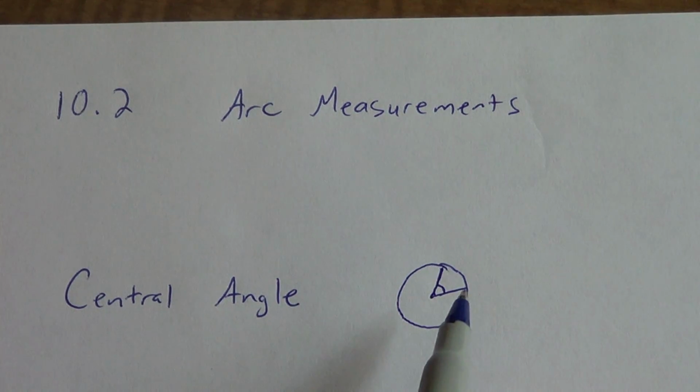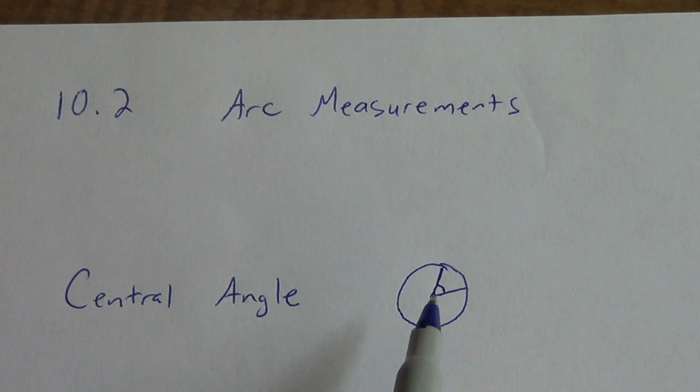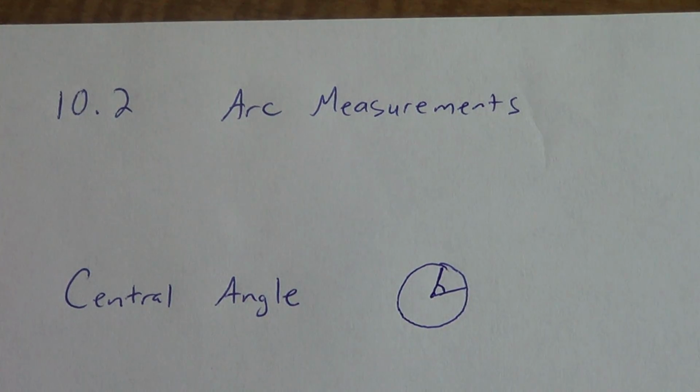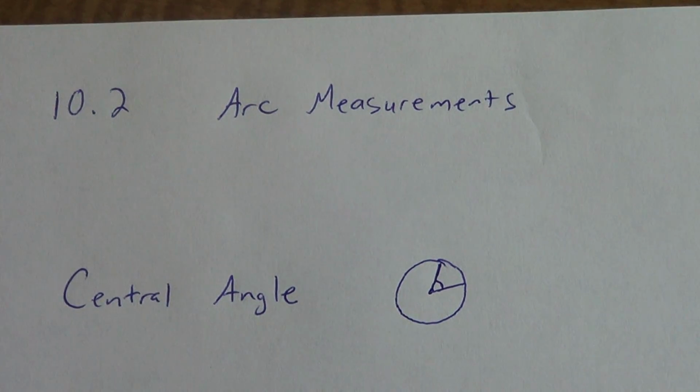The rays as they come out are going to be radii. Remember, radii is plural for radius. So this is a radius, this is another radius. We don't really draw the whole ray, we just stop with the segment here. But that's a central angle, an angle whose vertex is at the center of the circle. Now that's going to be important as we get to some other stuff later on in this lesson.